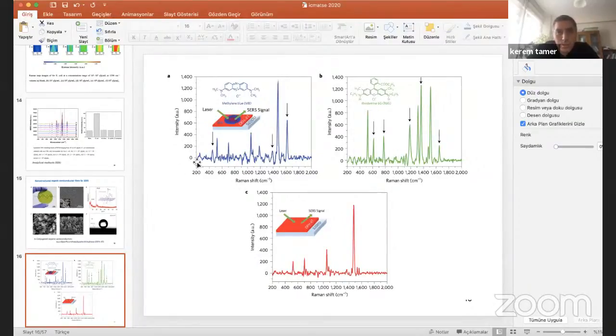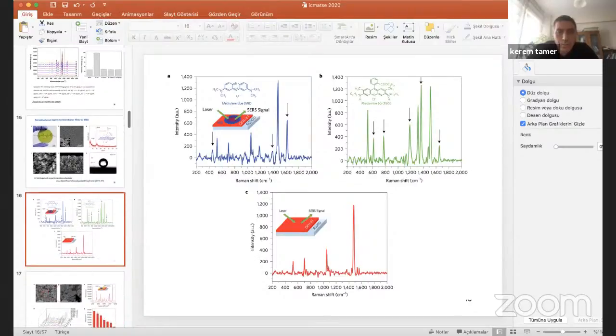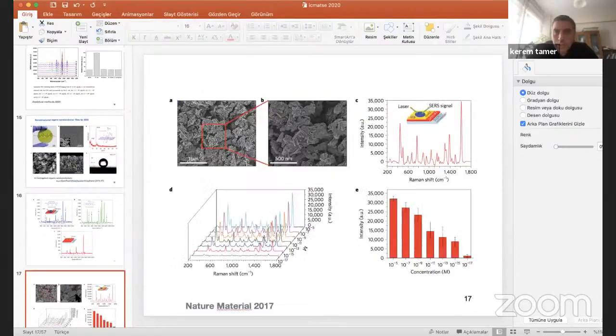Okay, as you see, this is the methylene blue signal as a normal signal, but if you use this substrate, the signal is substantially increasing. Okay, and this increase, when you compare it to the other substrates, is very high. As you see, this kind of results. For instance, I want to focus on this bottom graph.